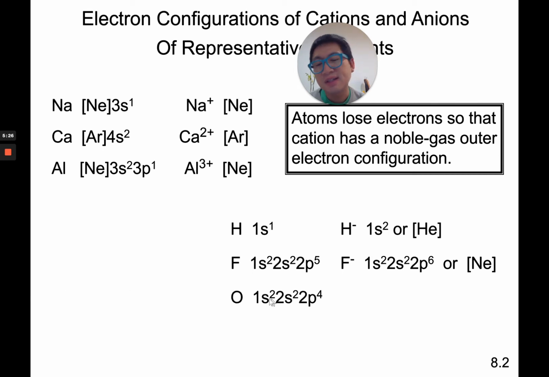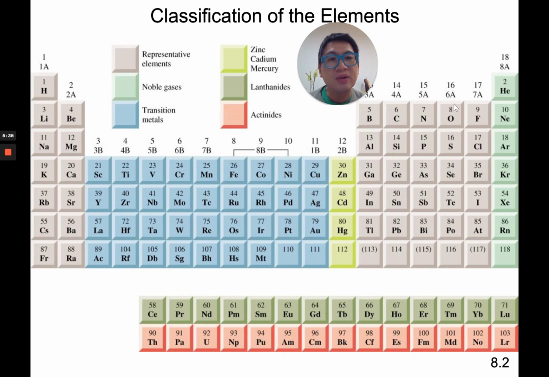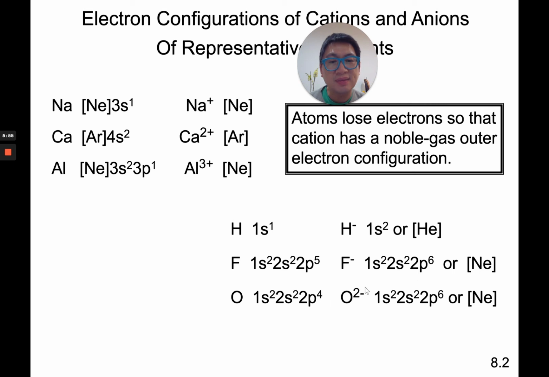This is oxygen, 1s2, 2s2, 2p4. It's going to gain 2 electrons, but let me go back to the periodic table for a second. Oxygen right here ends in 2p4. Boron 2p1, carbon 2p2, nitrogen 2p3, oxygen 2p4. So if it gains 2 electrons, it'll be 2p5, 2p6. It'll be the same as neon. So oxygen, if it gains 2 electrons, won't be 2p4, it'll be 2p6, which is the same as the one right above, neon.